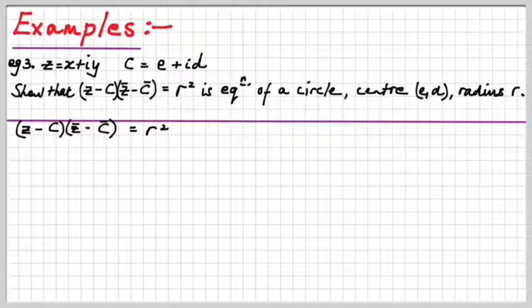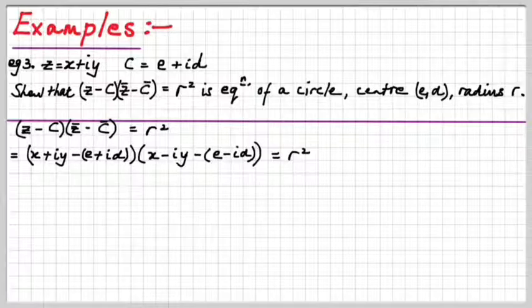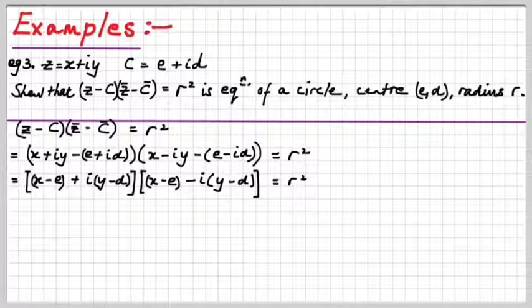Now, c was e + id, wasn't it? And z is x + iy. Let's just flesh that out a bit. Okay, have a look. (z − c)(z̄ − c̄) = r². We're going to just clean up inside those brackets a bit now, combine the reals together and the imaginaries together. See if you agree with me. That's (x − e) + i(y − d). That's right. That's x − e.